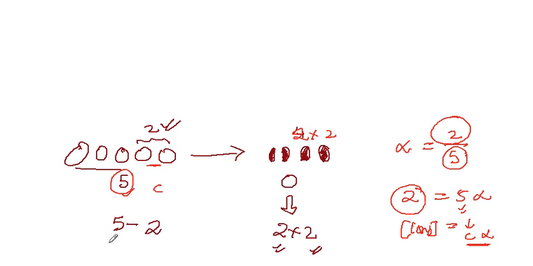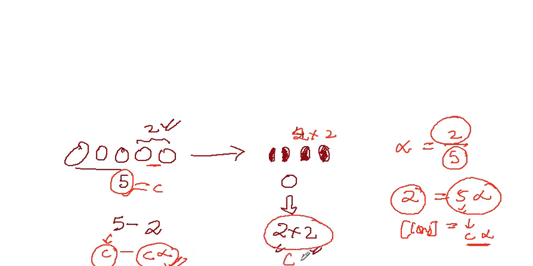So if we consider the 5 as the concentration, then 2 in this case would be 5 alpha. Since for the 5 we have already taken C as the representation, this would be C minus C alpha. So from the total concentration of C, we have subtracted the C alpha, which is the part that is forming as the product. So instead of this, we can write C alpha.